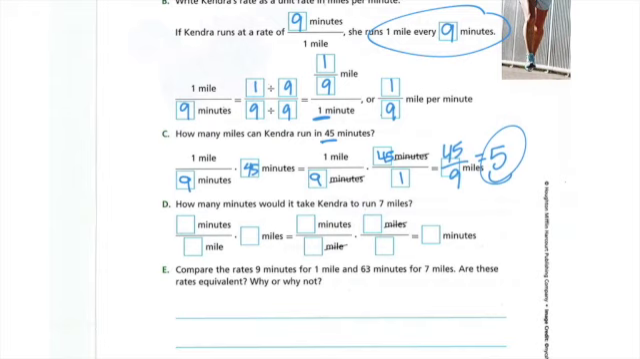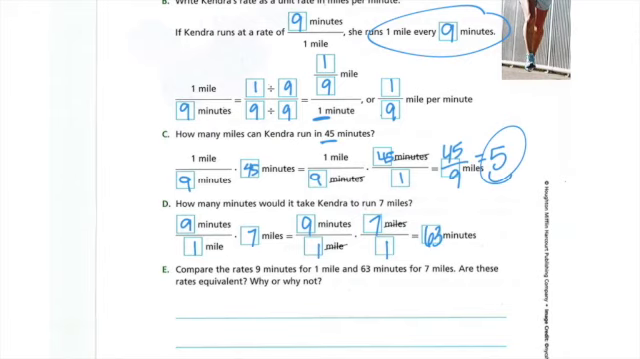How many minutes will it take her to run 7 miles? So remember, she's going 9 minutes and 1 mile times 7 miles. We can't do a whole number in a fraction, so we'll do 9 over 1 and 7 over 1. 9 times 7 is 63. So if she wants to run 7 miles, it's going to take her 63 minutes.